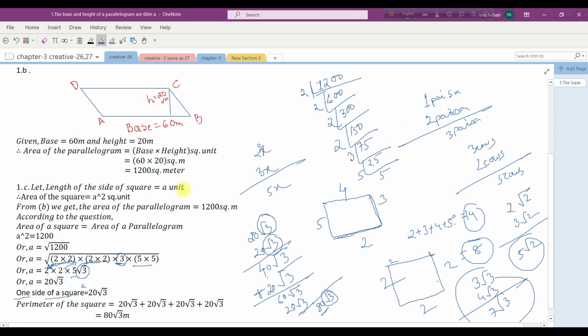I think all of you got a precise idea about root related problems. You have to keep the root aside while you are adding all of them, and add the coefficients. So the ultimate result, the perimeter of the square, is 80 root 3 meter. Just remember that for perimeter the unit is meter. If you are asked to find the area, then it would be meter square.